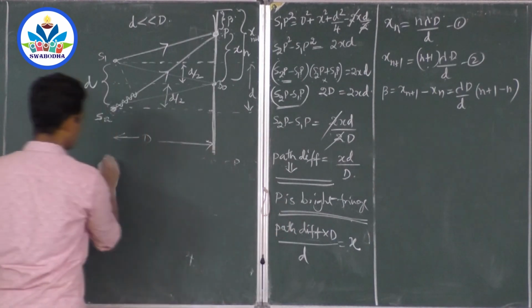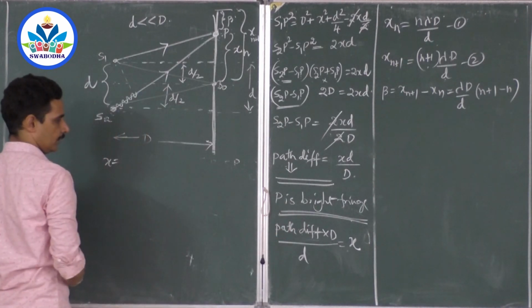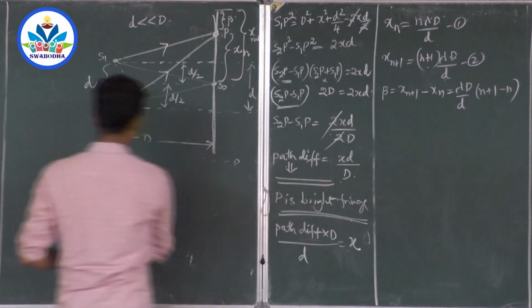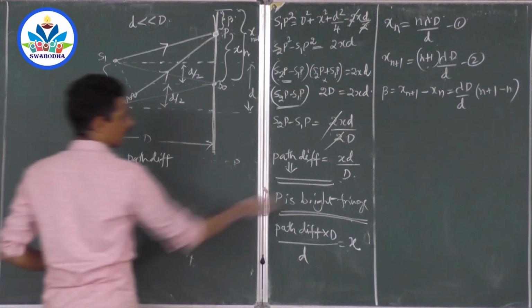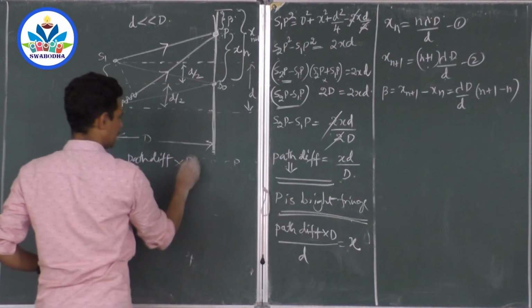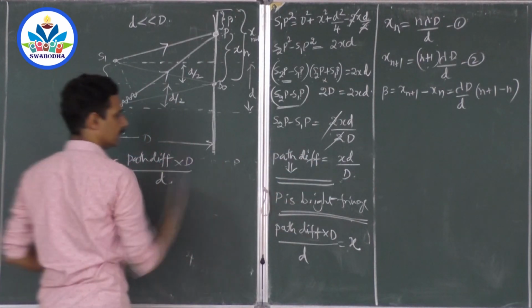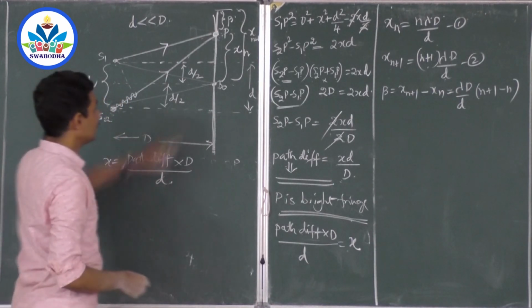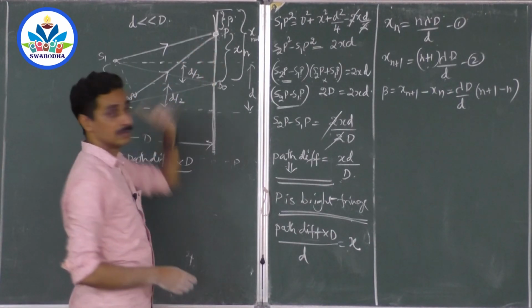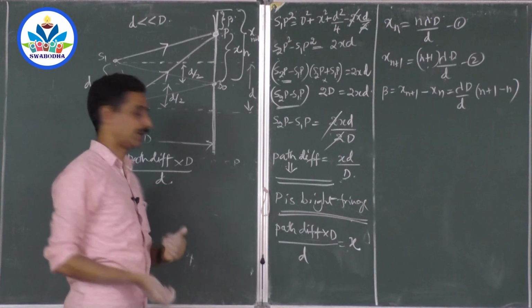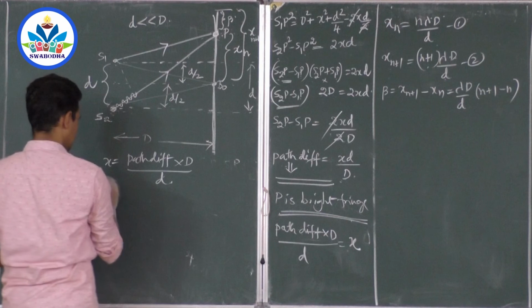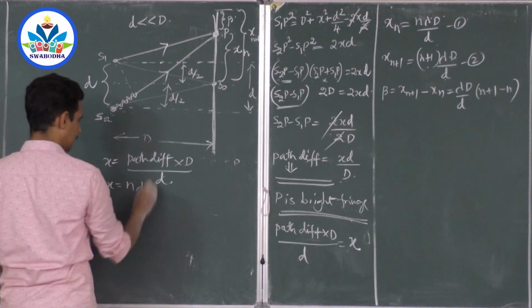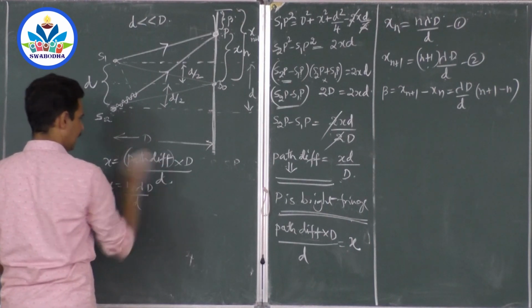Okay, now x is equal to the path difference into capital D by small d. Let us assume that this is the 7th bright fringe or nth bright fringe. What is the condition for the nth bright fringe path difference? x is equal to n lambda capital D by d. This should be n lambda.